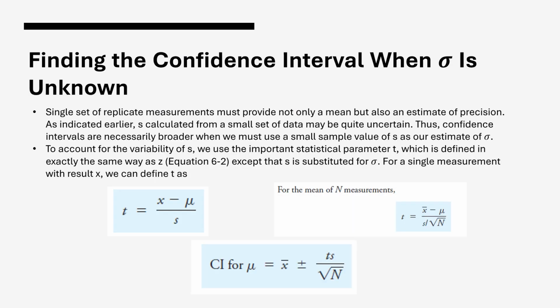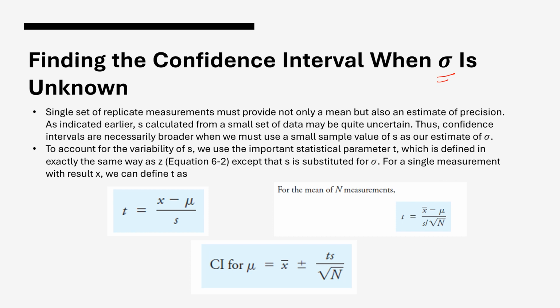Now, how do we find the confidence interval when our population mean is unknown? So, a single set of replicate measurements must provide not only a mean but also the estimate of precision as earlier. So, S is calculated as the small set of data that may be quite uncertain, and we want the population mean always, because it's always certain because of the number of measurements that it has. So to account for the variability of S, we use the important statistical parameter T, which is defined exactly the same way in this equation, except that S is substituted for our population mean.